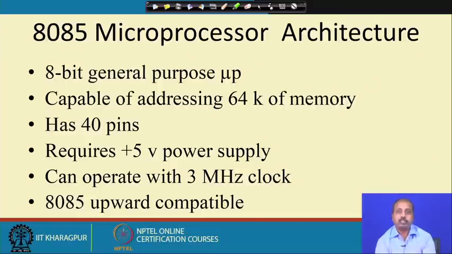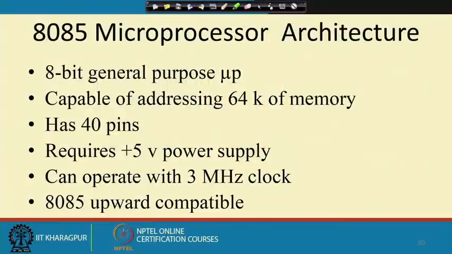It is general purpose, so it is not a special purpose thing. For example, a digital signal processor is dedicated to signal processing applications. It is not like that. It is a general purpose processor, and it is a microprocessor. So, it is actually a CPU consisting of ALU, registers and all that, but it does not have memory with it. It is capable of addressing 64 kilo of memory.